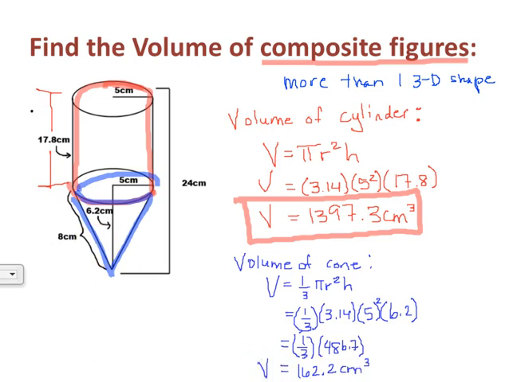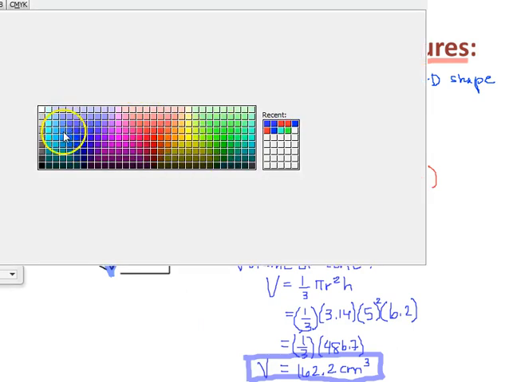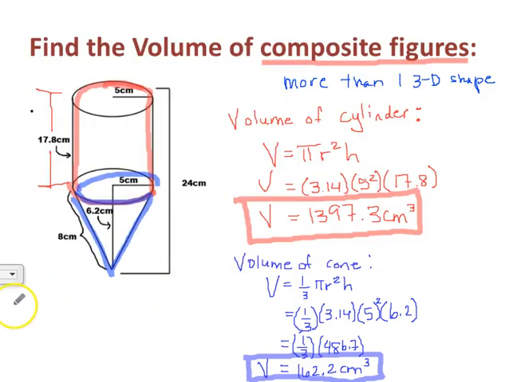So now we have the volume of each of our two shapes, our cone and our cylinder, and now we need to add those together. So to find the total volume, we need to add those two values together. So we're going to add 1,397.3 plus the volume for our cone, which is 162.2. And what do we get when we add those two values together?